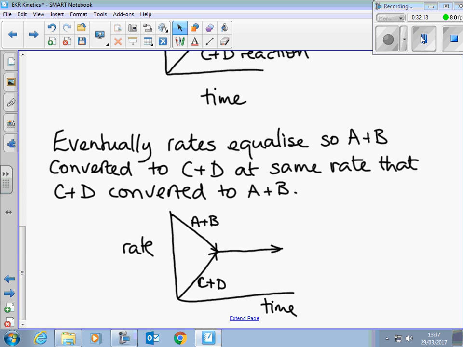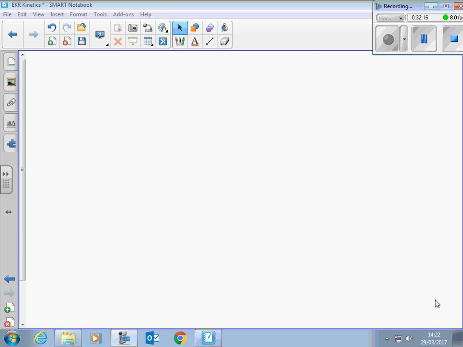Right, let's pause that. This bit then on Le Chatelier's principle, we always used to just refer to it as LCP when I was doing my A-levels.